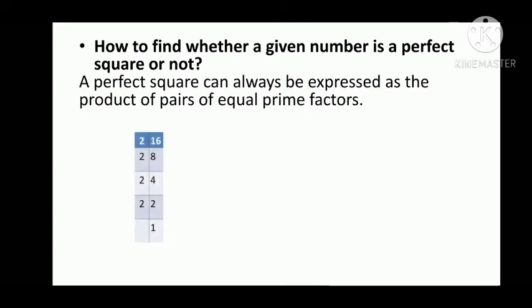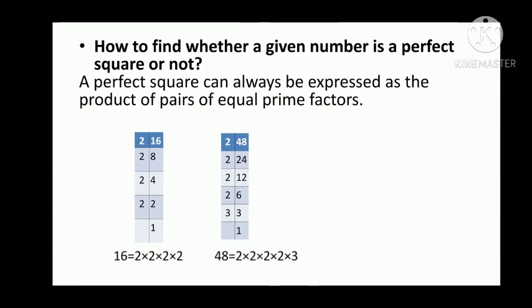Here I have taken two examples. First example is of 16 and another example is of 48. Expressing these two numbers into the prime factors, we will be getting 16 is equal to 2 into 2 into 2 into 2. 48 is equal to 2 into 2 into 2 into 2 into 3. Here, if we have a look, regarding 16, it can be expressed as the product of pairs of equal prime factors. But in case of 48, 3 is left unpaired or 3 cannot be paired. So 48 is not a perfect square number. But 16 is a perfect square number.